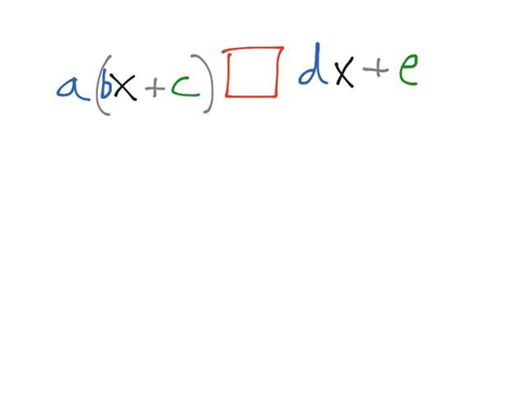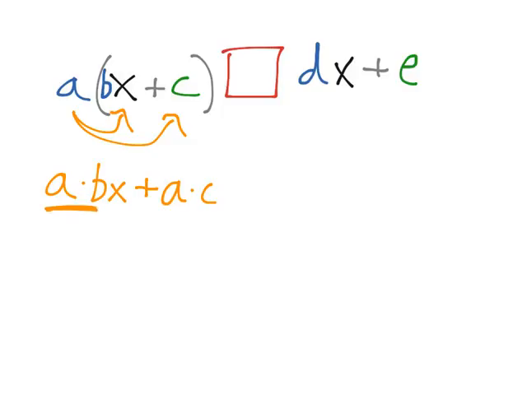Here I have another sort of example, but I have some number being multiplied by a quantity involving x and some constant. The best thing to do in this case is to distribute the a. So you would get this expression on the left is a times bx plus a times c. And a times b is just going to be some constant. A times c is just going to be some constant. So you have some number times x plus some number has a relationship with dx plus e.